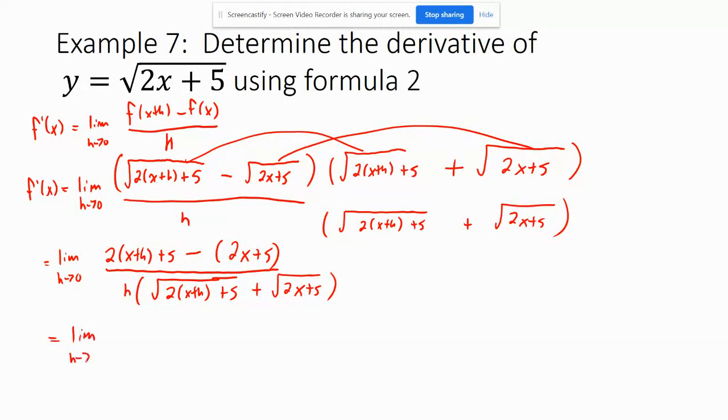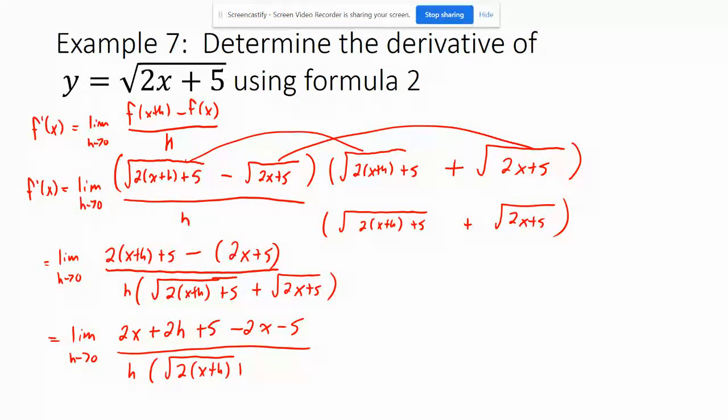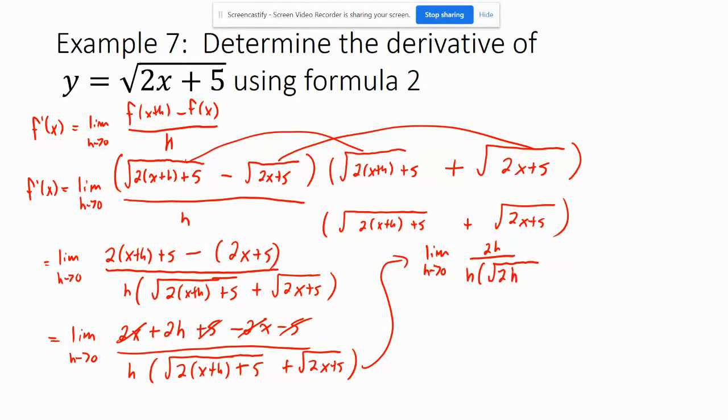Equals, I'm just going to clean up my numerator a bit, 2x plus 2h plus 5 minus 2x minus 5 all over h times the square root of 2x plus h plus 5 plus the square root of 2x plus 5. Okay, now the 2x cancels out with the 2x, the 5 cancels out with the negative 5. And so what I'm left with is the limit as h approaches 0 of 2h over the same denominator, and these h's cancel out.